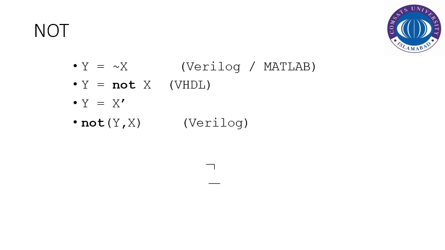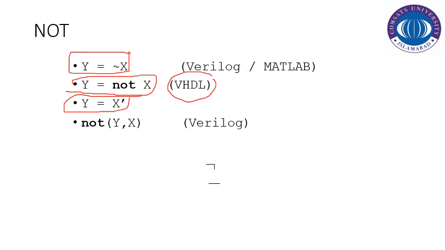So in Verilog we use this syntax in order to represent the NOT operation. Similarly, in VHDL, also a hardware descriptive language that stands for very high speed integrated circuit hardware descriptive language, we represent the NOT operation by this expression, or we can use this expression. And in order to describe a NOT gate using Verilog, we will use this primitive, or this is the syntax for describing the NOT gate.